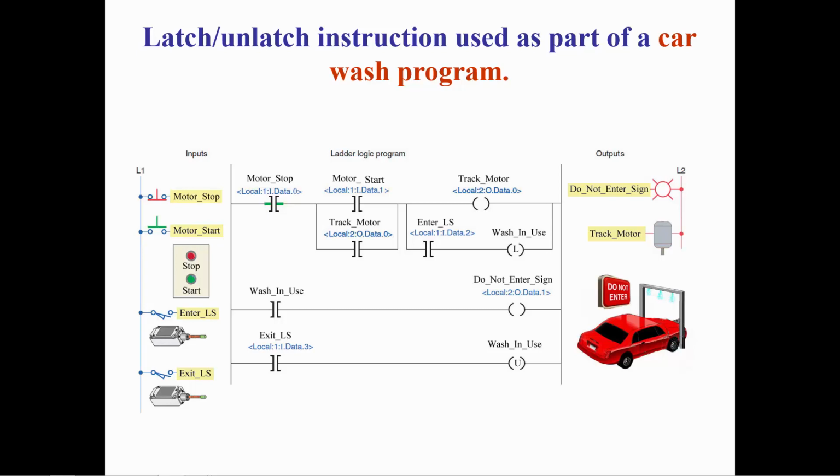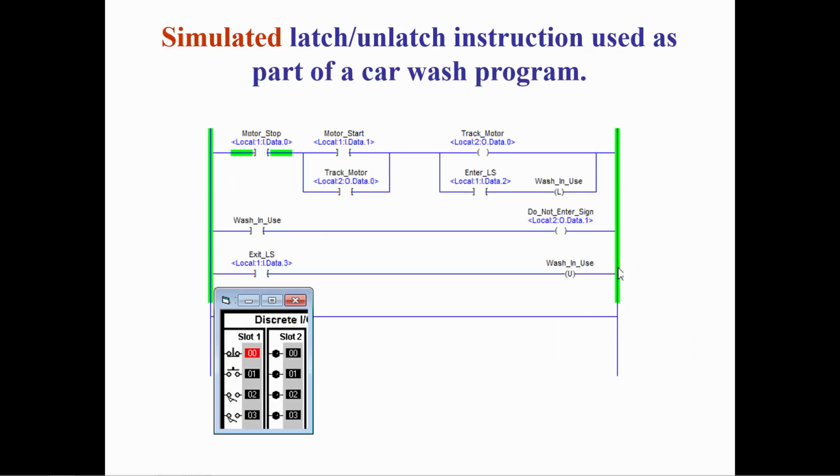When the car leaves the car wash, closing the exit limit switch, the wash in use bit is unlatched and the Do Not Enter sign is turned off. We will start the motor with the start push button and simulate a car entering and leaving the car wash.